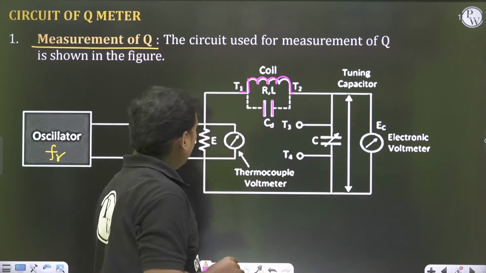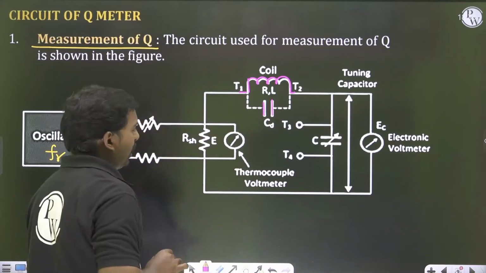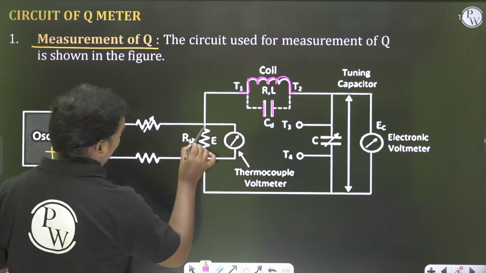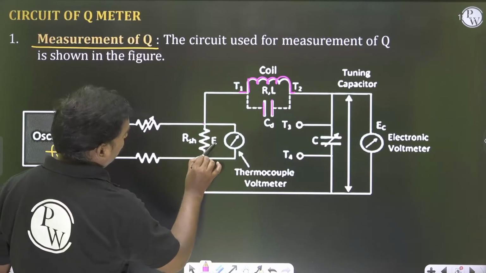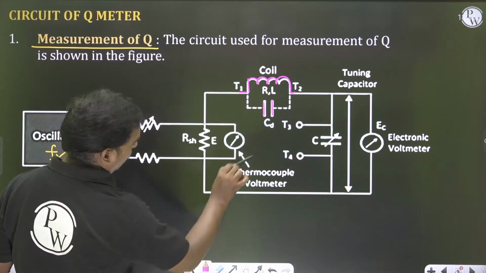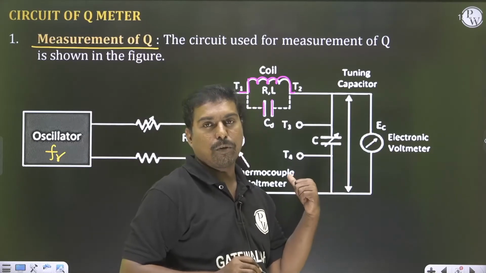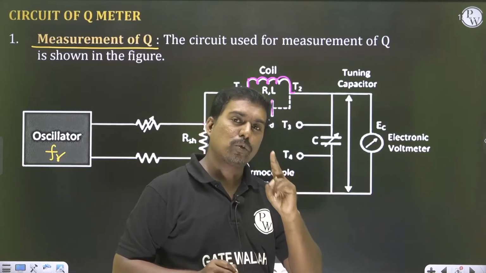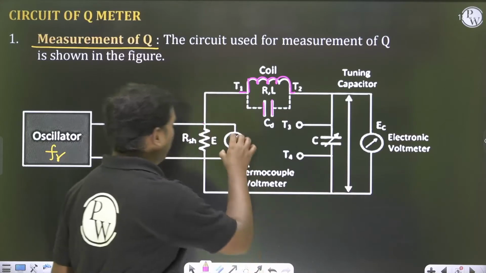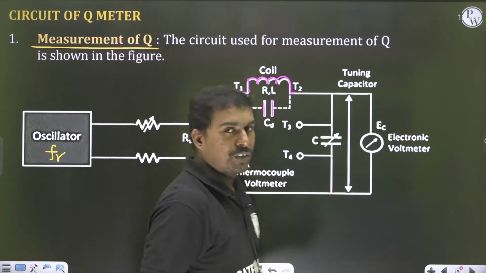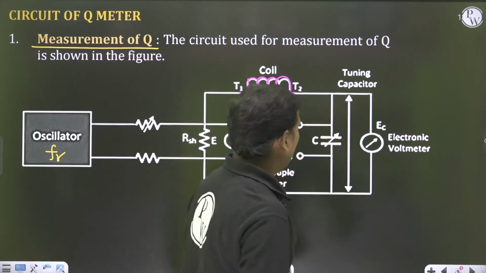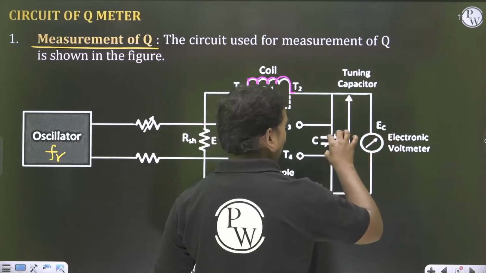And we are keeping a shunt resistance here. Why the shunt resistance? Because we want to know the voltage across the shunt, measured by a voltmeter. The voltmeter is called a thermocouple voltmeter. In this circuit, there are two types of voltmeter. One voltmeter is near this resistor, which we call the thermocouple voltmeter, and another voltmeter we have kept at the back end capacitor.